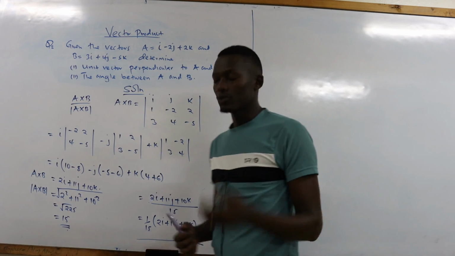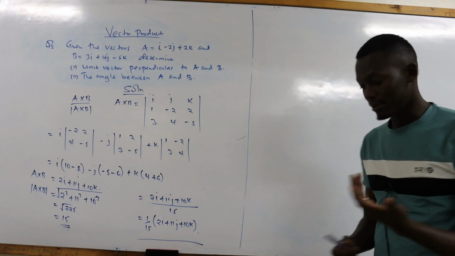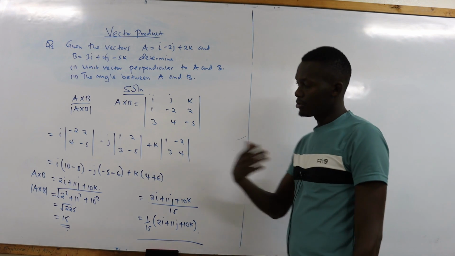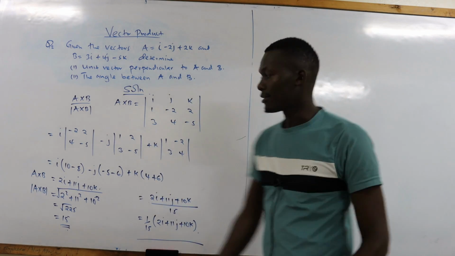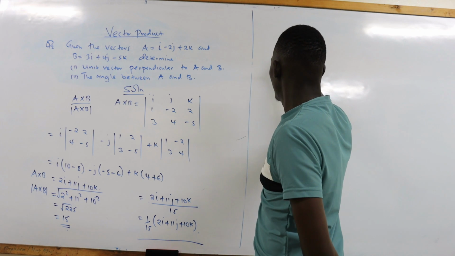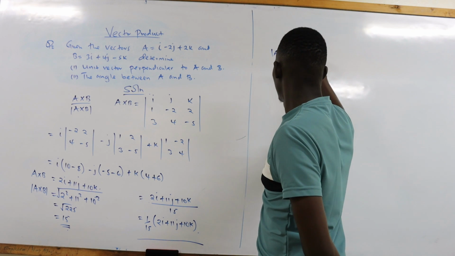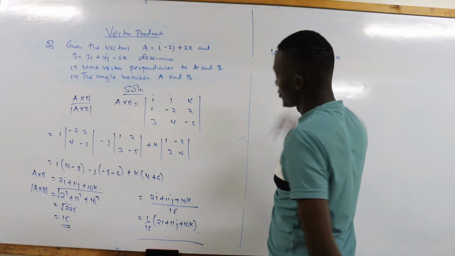It doesn't mean that when you use the other formula of the dot product, you will not get the answer. No, you'll have the answer. But why should you redo your questions again, yet we can just have it directly here? So we know by this definition, the magnitude of a cross b equals magnitude of a times magnitude of b times sine of theta.